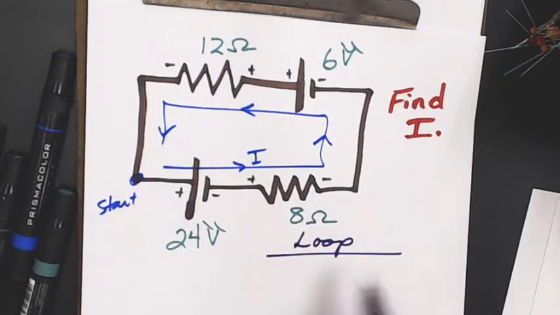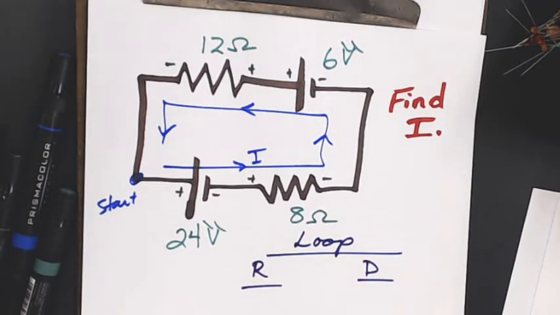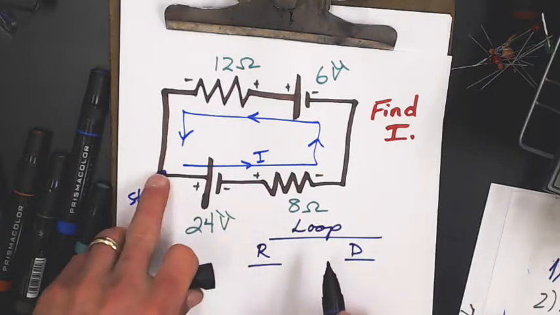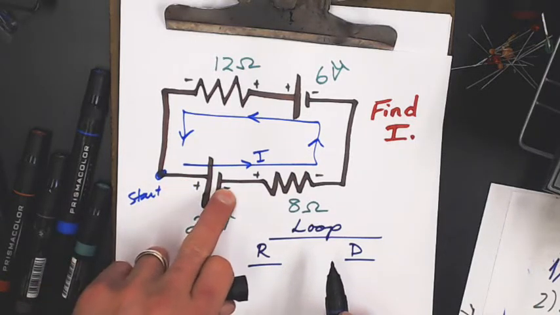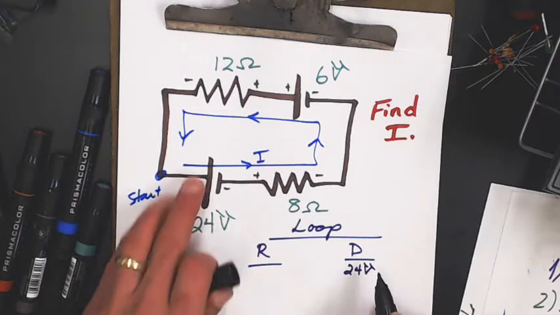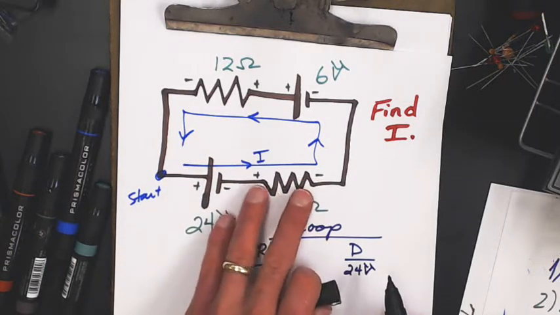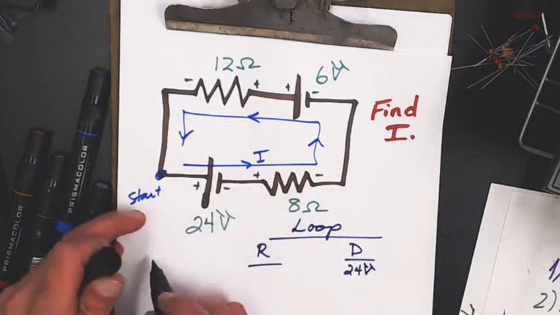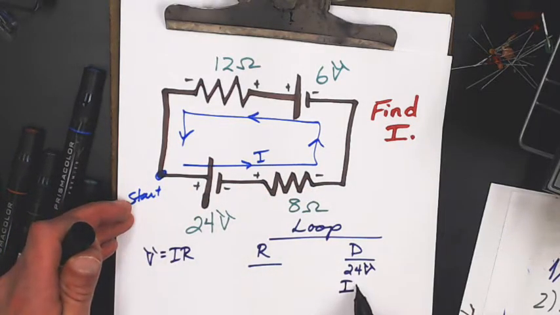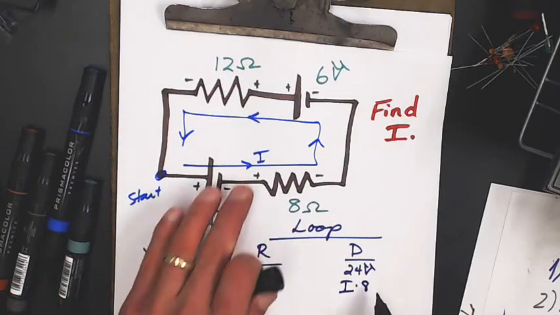So as I'm starting here, we really need to look for our rises and our drops. As we move around here, let's see. Starting here, I'm going from a positive to a negative. That is a drop. It's a 24-volt drop. Then I go from a positive to a negative. What's the voltage drop? Well, V equals IR. So this is the current I times the resistance of 8 ohms here.